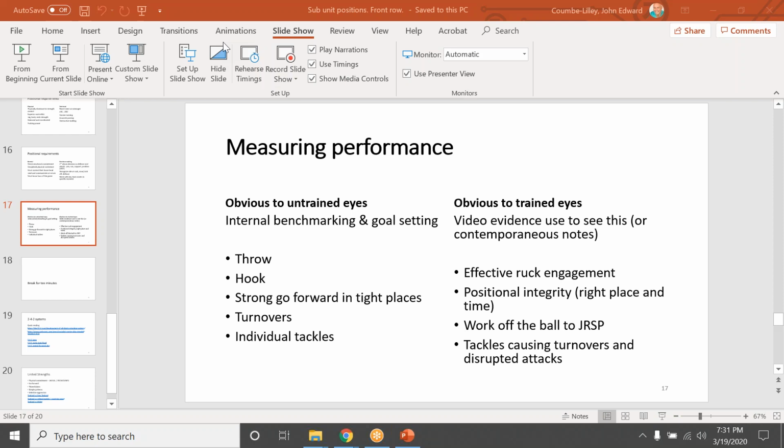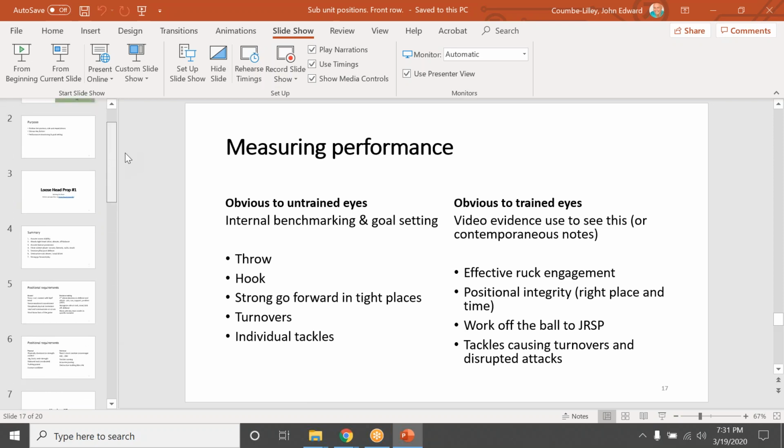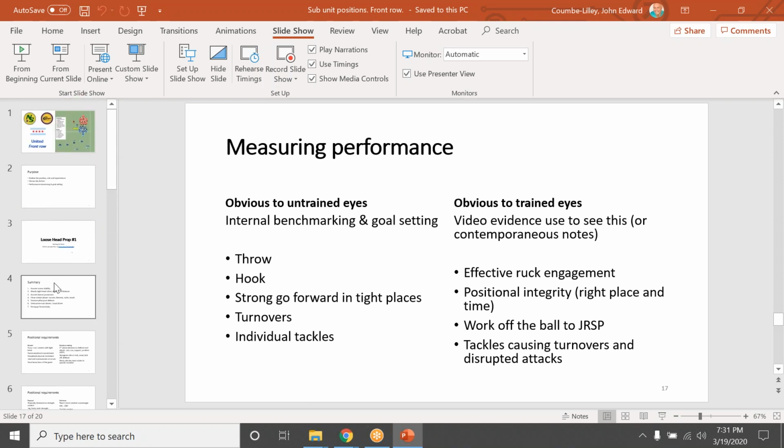So just be mindful, as we're always talking about this, when you're measuring your performance, there's the things that you can see obviously, and then there's the things in the game that a lot of people don't see because they're not looking at it or looking for it or don't know what to look for. But that's not us. We can look everywhere.